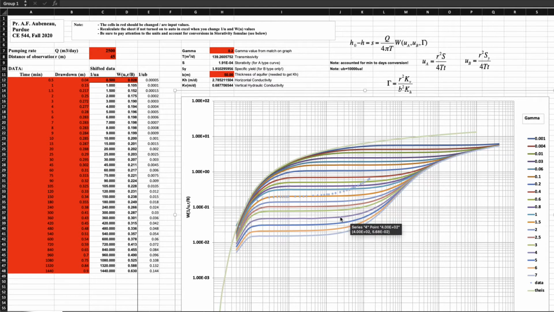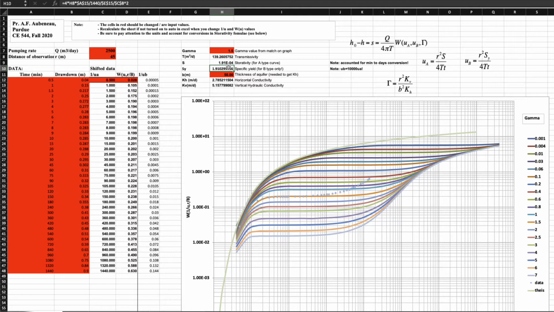This orange curve is gamma equals 1.5. Again, you look at this color here, it is the same as this one. So 1.5. So we want to come here and put 1.5 in our gamma. Now at this point, this calculates transmissivity and storativity automatically. And of course, we already know this because these are the results we saw in the example in the lecture. So 140 square meters per day, and then the storativity for this aquifer, 1.9 E minus 4.